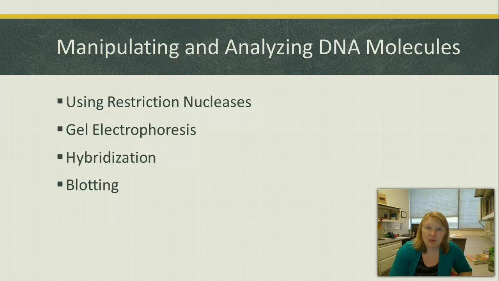So let's talk about what we're going to focus into here for topic 1. There are 4 assays I want you to understand. The first is using restriction nucleases. The second is gel electrophoresis. Then we're going to talk about hybridization, which we've already talked about before, but we're going to talk about it again. And then we're going to talk about blotting.